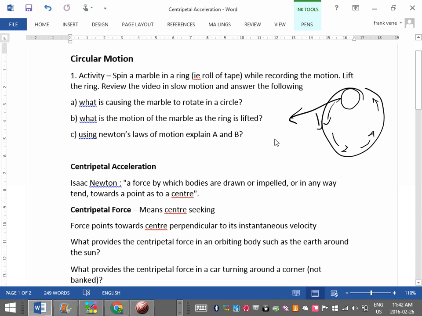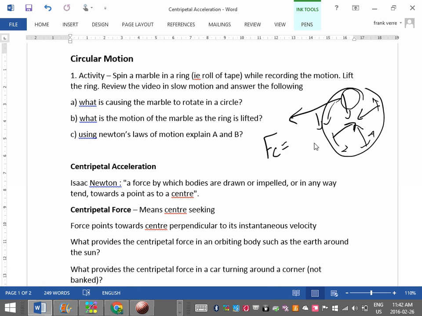It's called centripetal force, which we'll label as FC, but centripetal force means a force acting towards the center. So what is that force that's actually acting towards the center? It's actually the walls of the container, right? It's an applied force of the walls that are actually moving that marble in a circle.